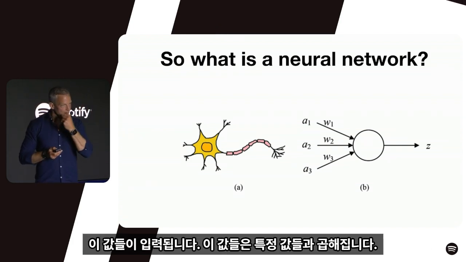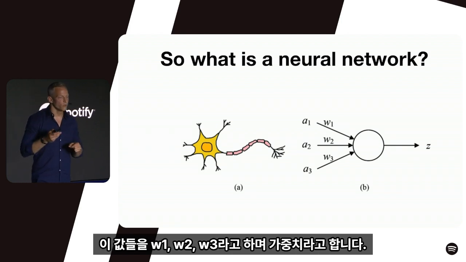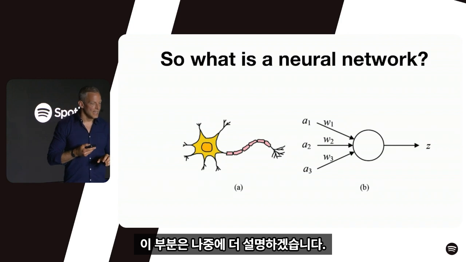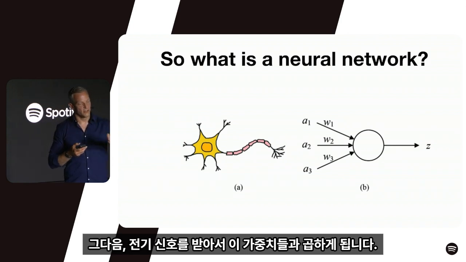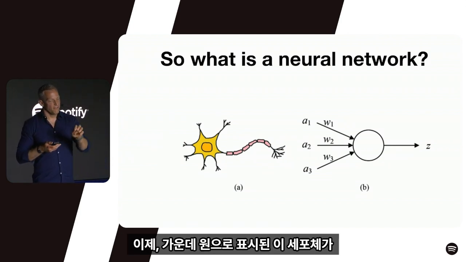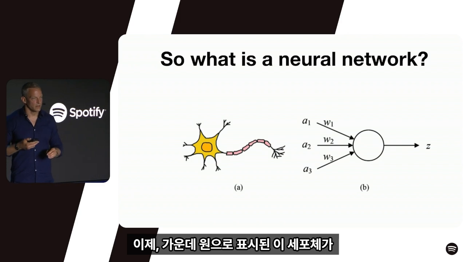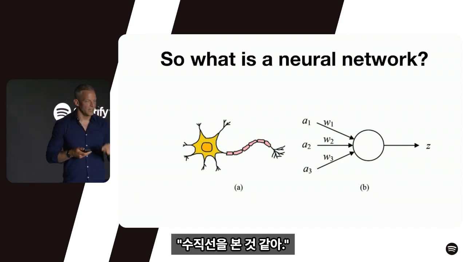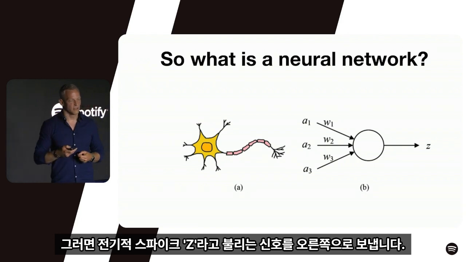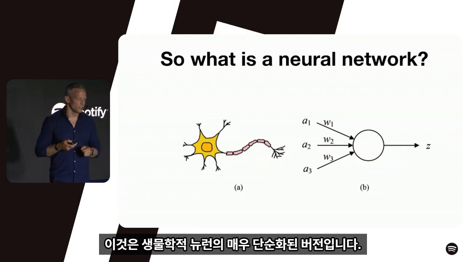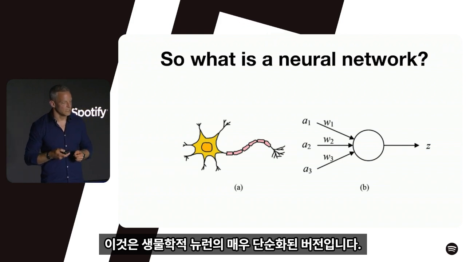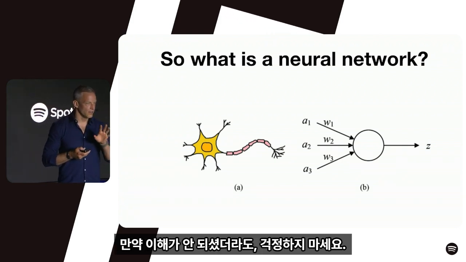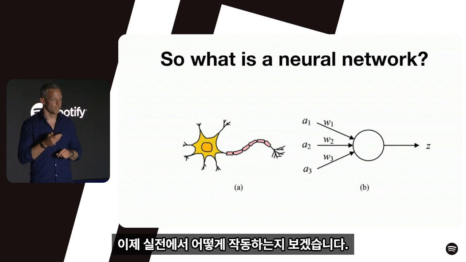They come in, they get multiplied by these things called W1, W2, W3, which are weights. I'll talk about that later. And then as you take the electrical signals, you multiply them by the weights. If this cell body, the circle in the middle, hits a certain threshold, for example, the cell says, I think I see a vertical line, it is going to send a spike or a signal to the right called Z. So it's a very simplified version of what the biological neuron does. Okay, if you didn't fully get that, don't worry. You'll see it in practice now.